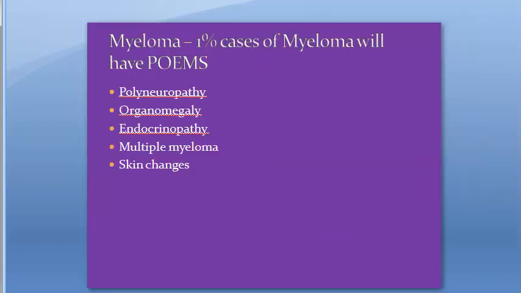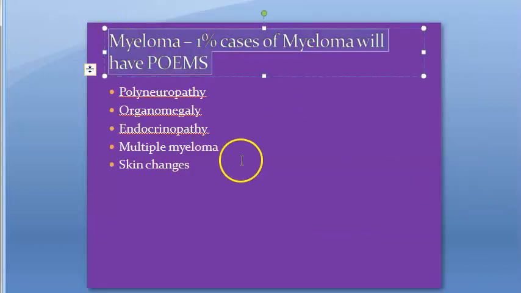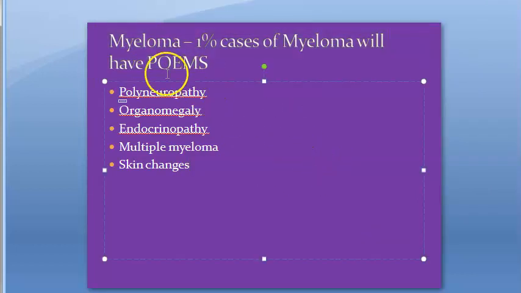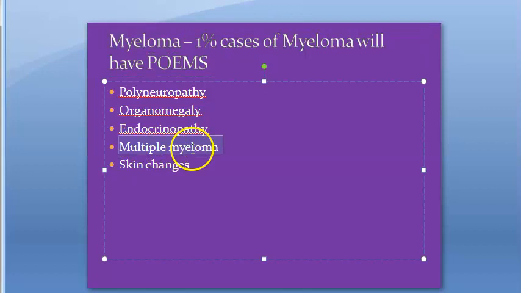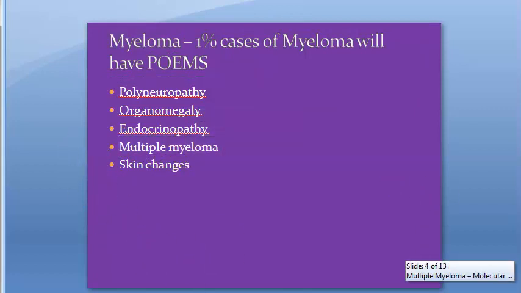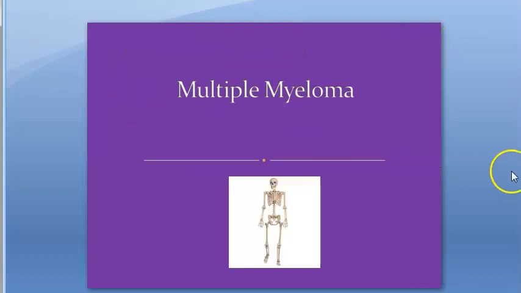Now, let's move on to the last slide here. 1% of cases of myeloma will have POEMS. POEMS is polyneuropathy, organomegaly, endocrinopathy, multiple myeloma, skin changes. Wow. If you understood something, then that's great. We have finished this multiple myeloma topic, very important for exam.